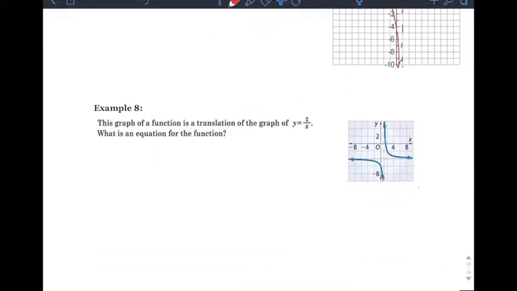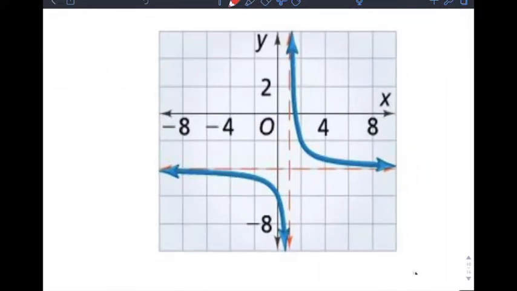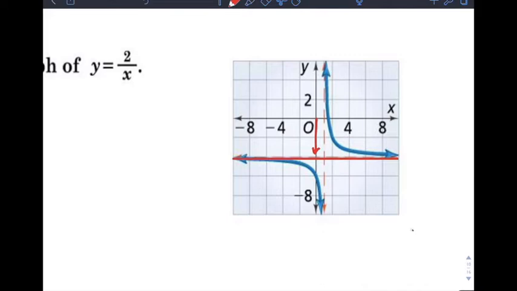All right, this is the graph. This graph is a function that is a translation of this one here. What is the equation? So I guess we just have to figure out where the horizontal and vertical asymptotes are moving. So it looks like your horizontal asymptote moved down a couple of units here. Normally it's at 0. Be careful here. Each tick here is 2, so that looks like it's at -4. So we'll say y equals -4.